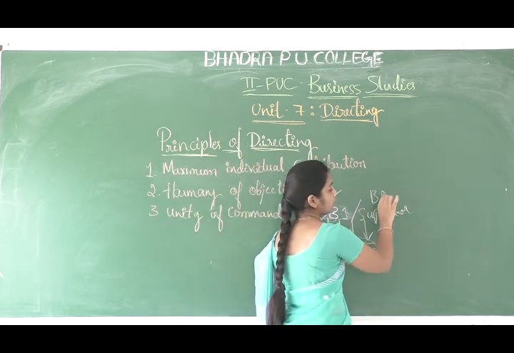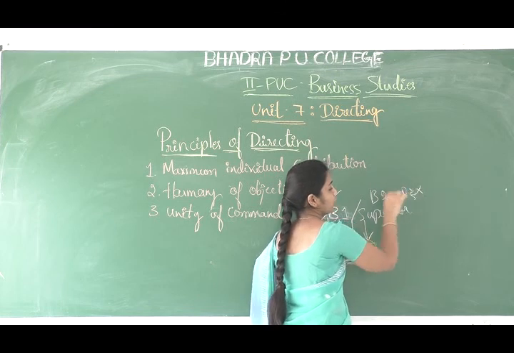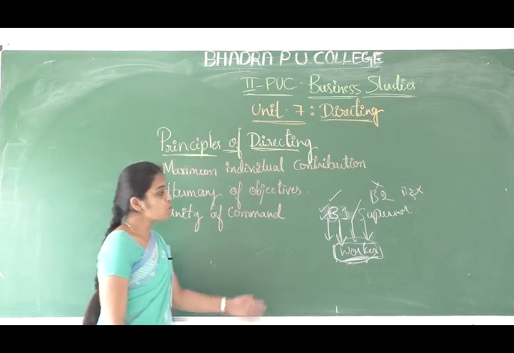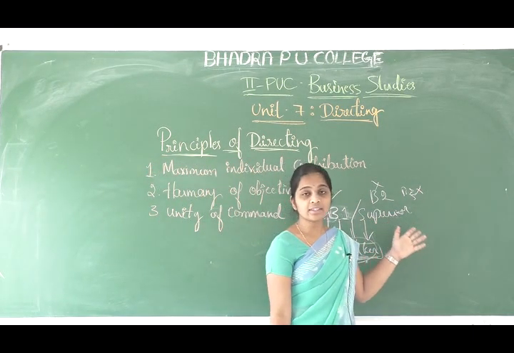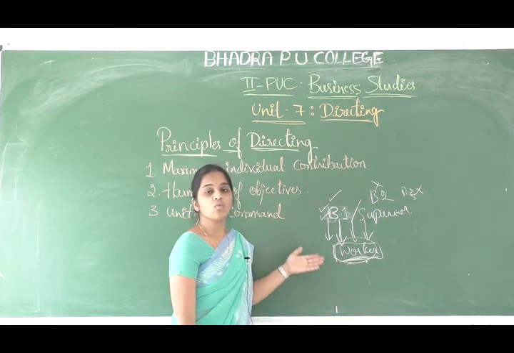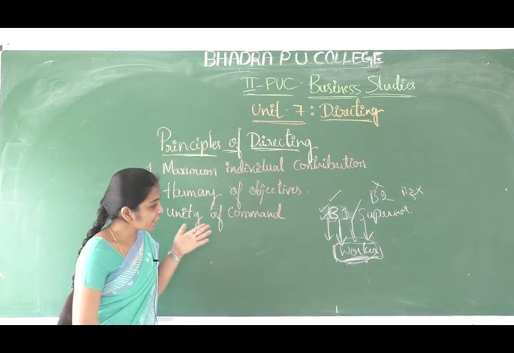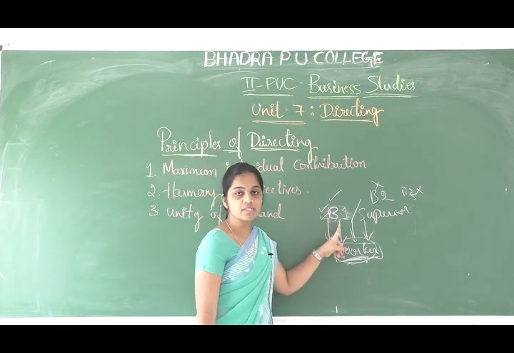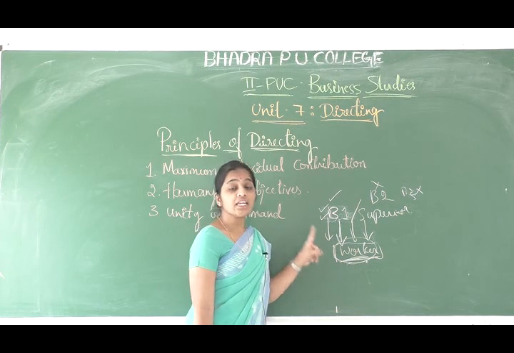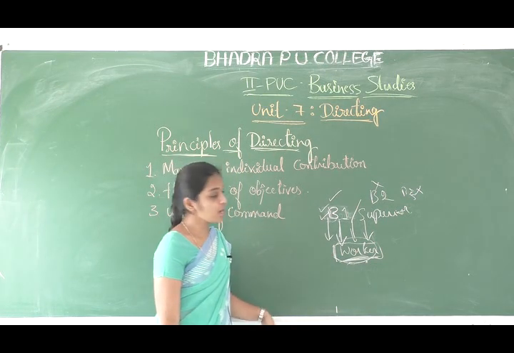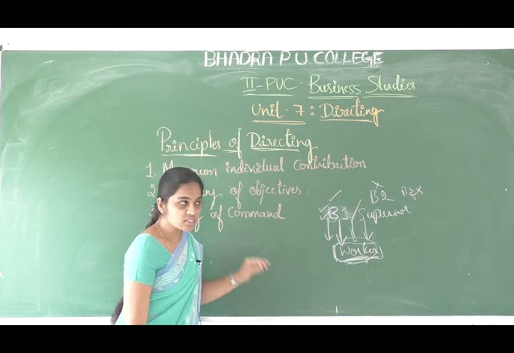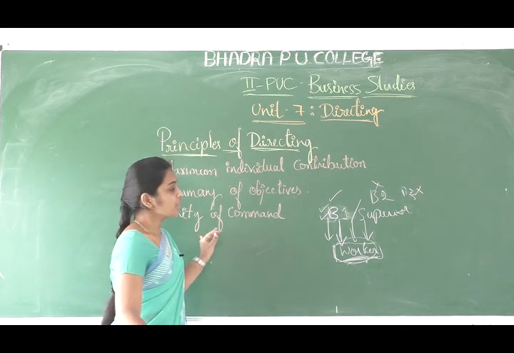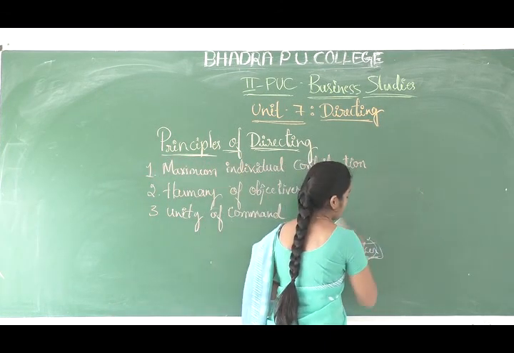There should not be two or more bosses giving instructions or orders. If there are two or more bosses, it will create confusion in the minds of the workers. So there should be unity of command, that is, there is one boss and that boss should give the instructions or orders to the subordinates. This is the third principle of directing, that is, unity of command.